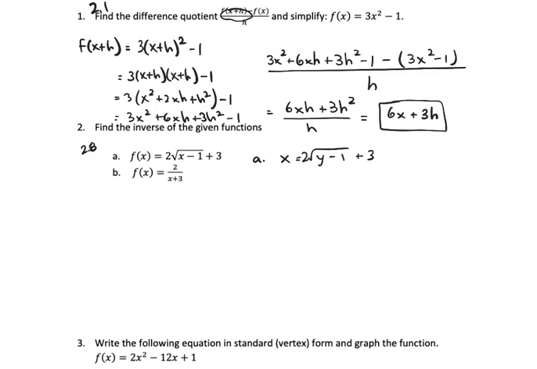plus 3. Now we're going to subtract 3 here and subtract 3 here. So then that becomes x minus 3, 2 times the square root of y minus 1. Now we need to divide by 2 on both sides. Divide by 2, divide by 2.